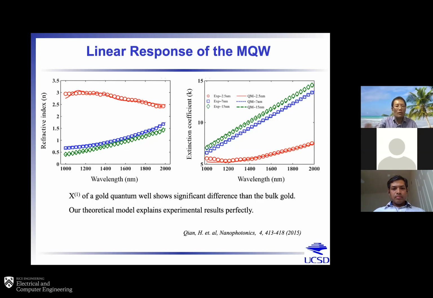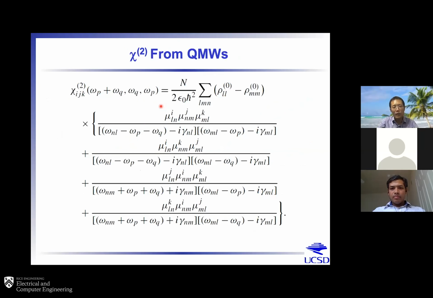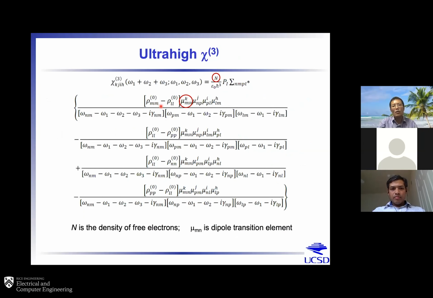When you solve all of the previous equations, you get an electronic state in the quantum well. You actually can also calculate its chi2 and also chi3. So why do we think this is exciting? Actually, this was initiated from, I would say, an accident.